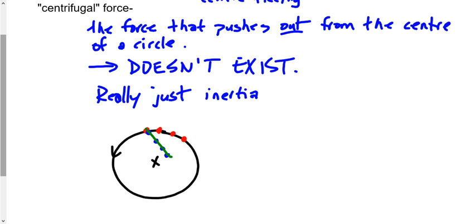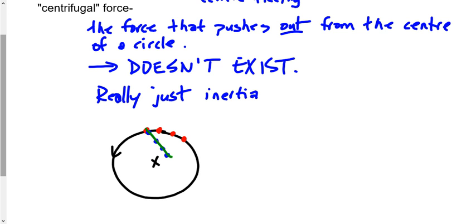What force pushes me to the outside of the circle? Nothing pushes me to the outside of the circle. That centrifugal force that we call that force that pushes us to the outside is really just you wanting to go by Newton's first law in a straight line. It's really just your inertia. Does that make a little bit of sense?